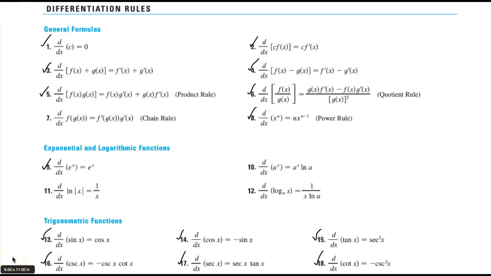Welcome to Empowered Learning. This video will be about the exposure and learning of the use of differentiation rules in calculus. What differentiation rules are is just a quick and dirty way to be able to take the derivative of some function without having to go through the actual definition of a derivative.